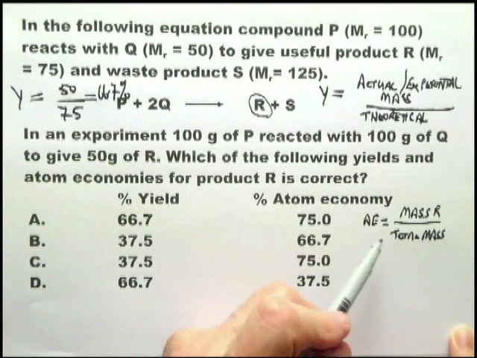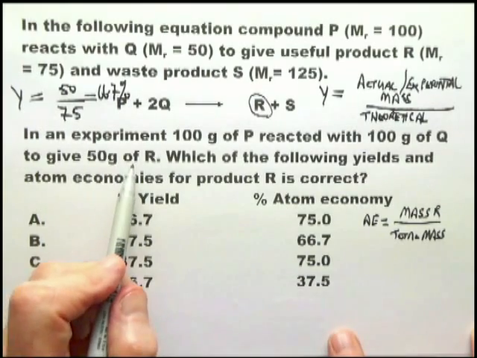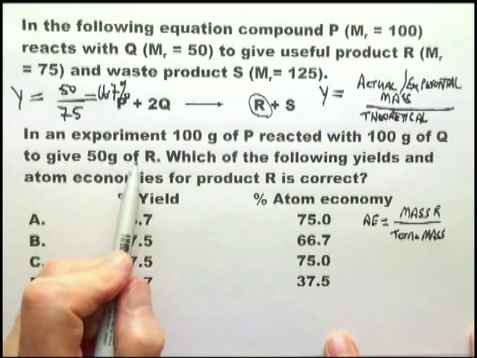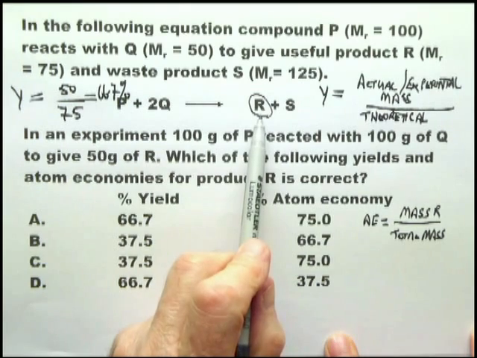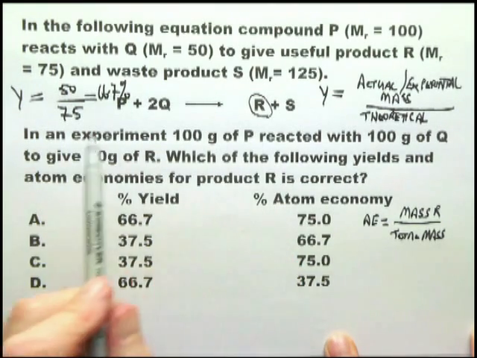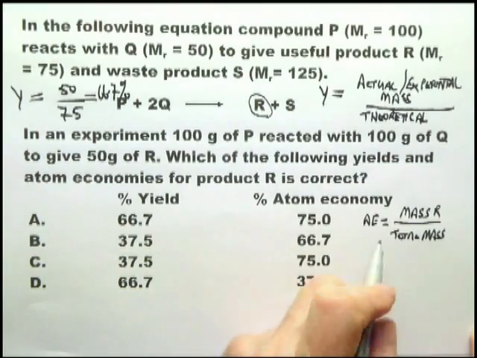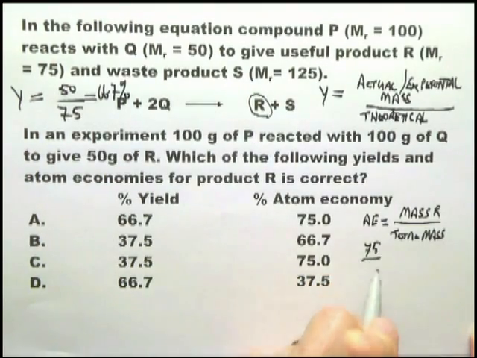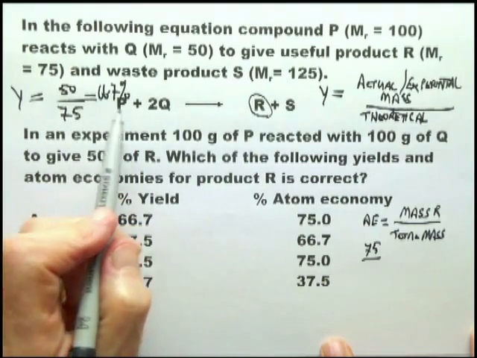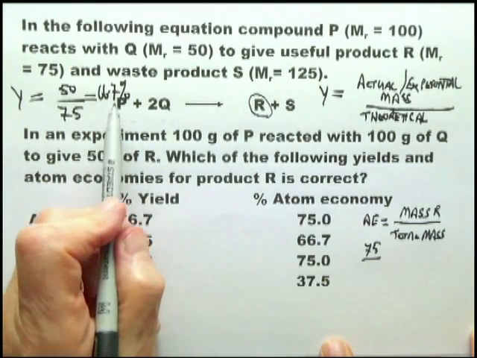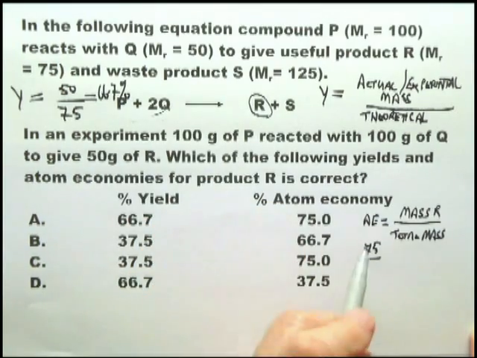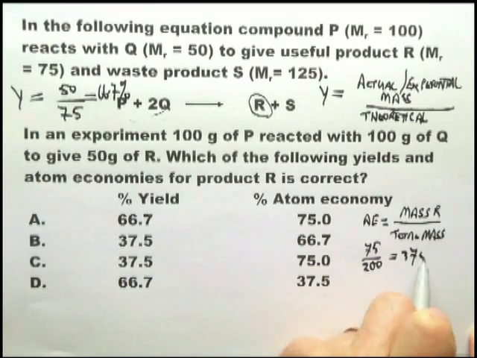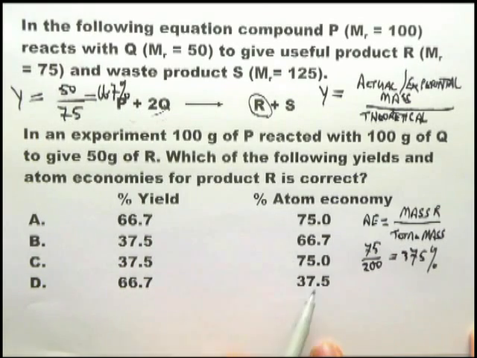So let's look at the atom economy for R. The atom economy for R is the theoretical value that you get for R, which is 75, divided by the total value you get on this side or that side, which is 200, which equals 37.5, and then that's expressed as a percentage. So that means the answer is D.